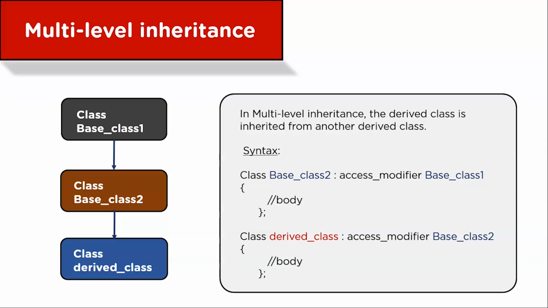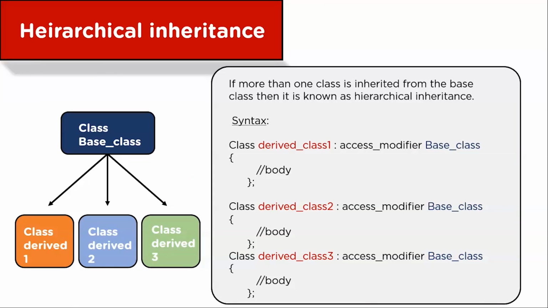Now let's learn about hierarchical inheritance. In this type of inheritance, more than one class is inherited from a single base class. That is, there would be a single base class and multiple derived classes, which have the same properties and features as the base class. As we can see in the figure and in the syntax, derived class 1 is derived from the base class, and similarly derived class 2 and derived class 3 are also derived from the base class.